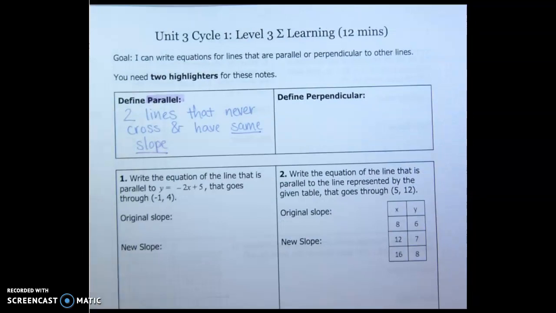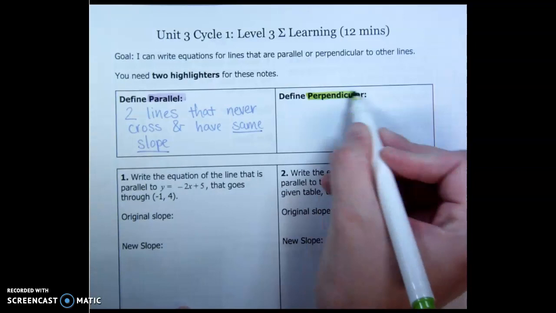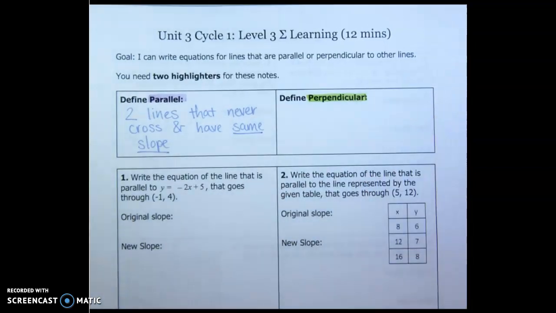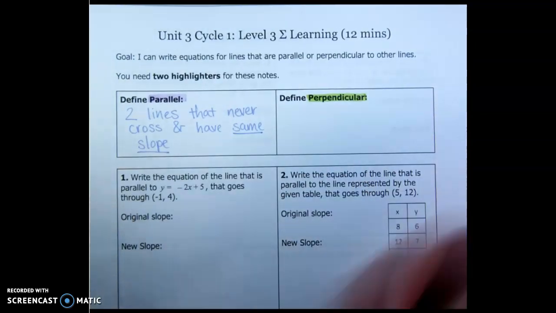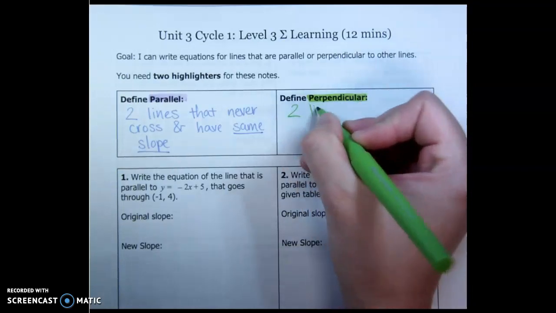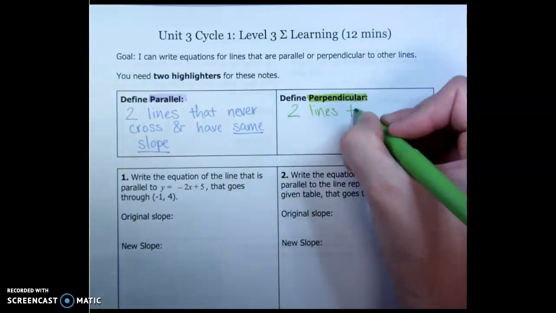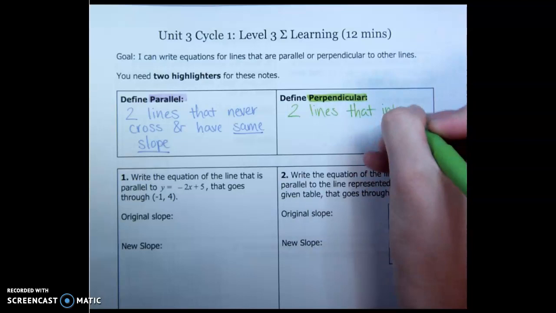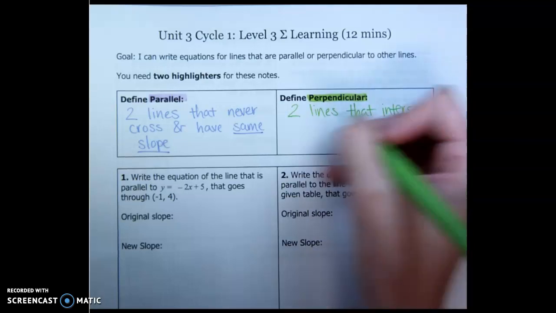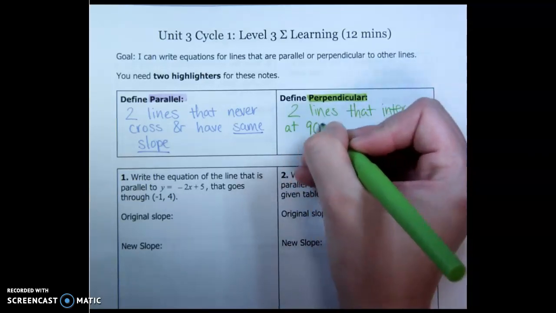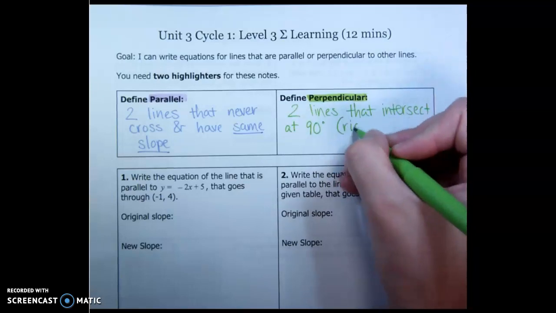Okay? Perpendicular. All my perpendiculars are going to be green. Perpendicular are 2 lines. It can be more than 2, but we're working with 2. 2 lines that intersect at 90 degrees, which is a right angle.